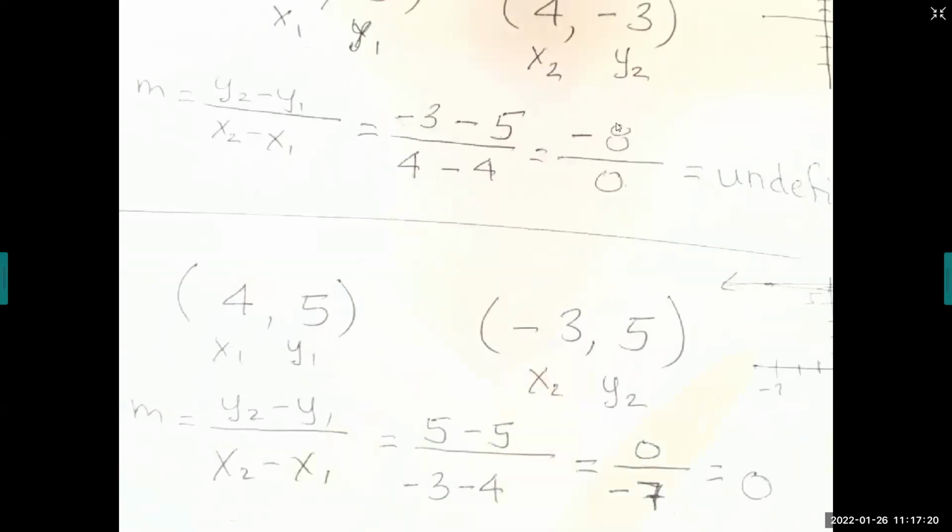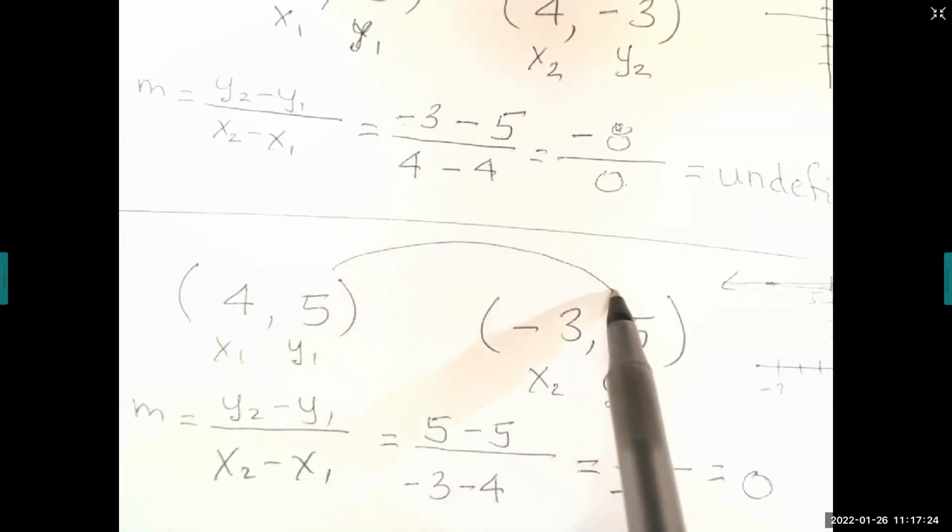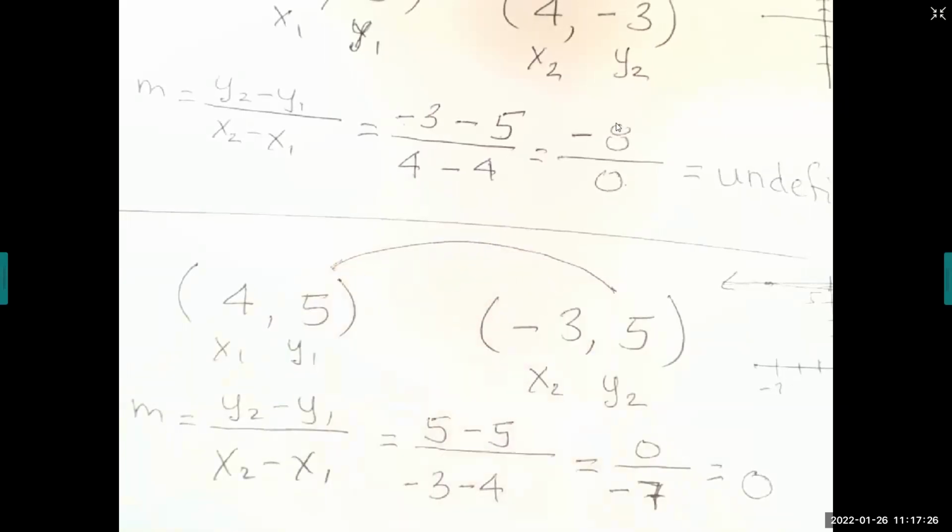If it's a horizontal line, the y's stay the same. Meaning all it does is move left to right. It stays on the same y value. It doesn't go up or down.